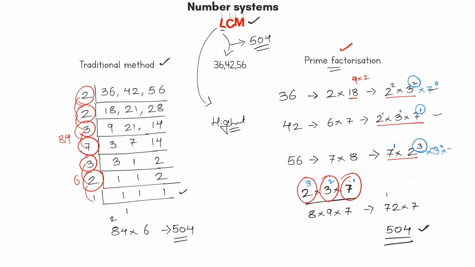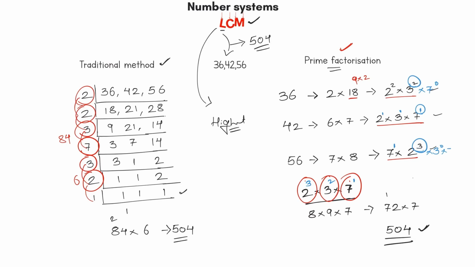See, you need something that is a multiple of 36, a multiple of 42 and a multiple of 56. So you need some basic terms which will be there. Okay, so I need the basics 2, 3 and then 7. And then I take the highest power of them. Why do I take the highest power? Because I am looking for a multiple of them.